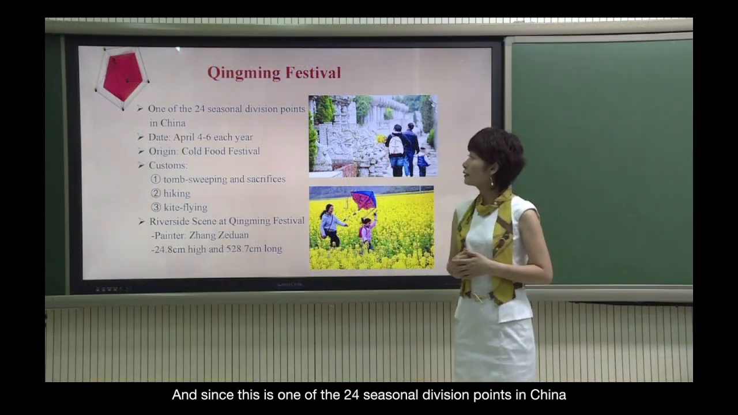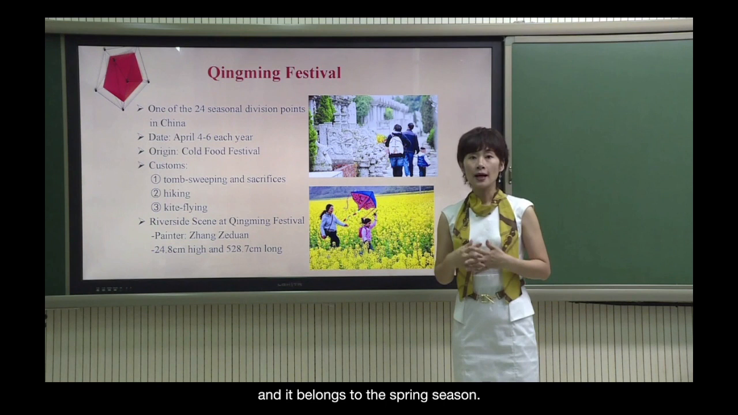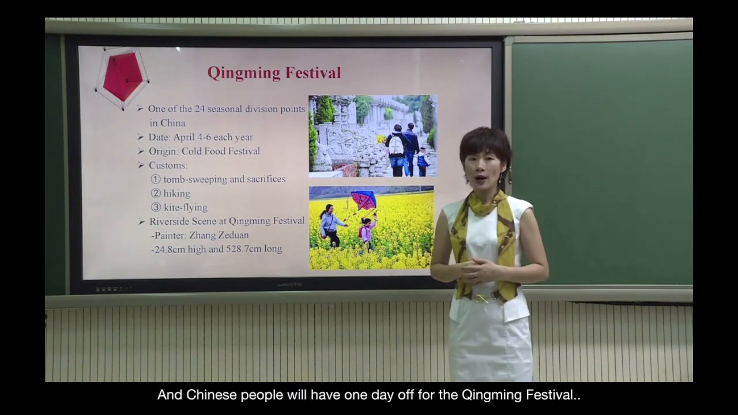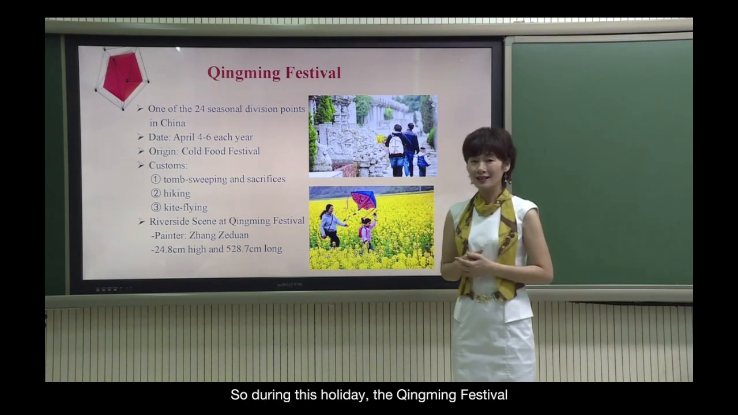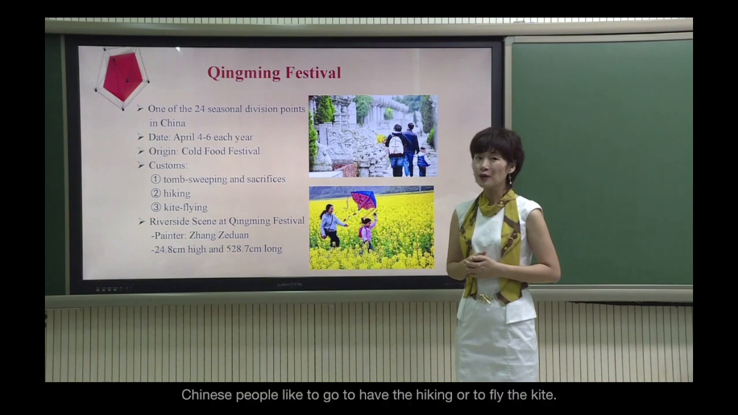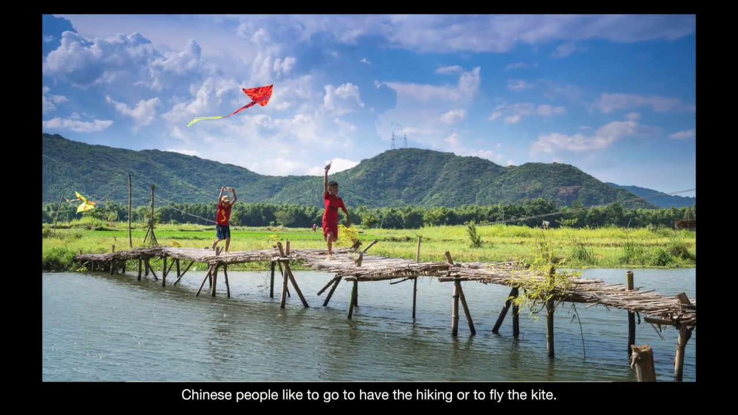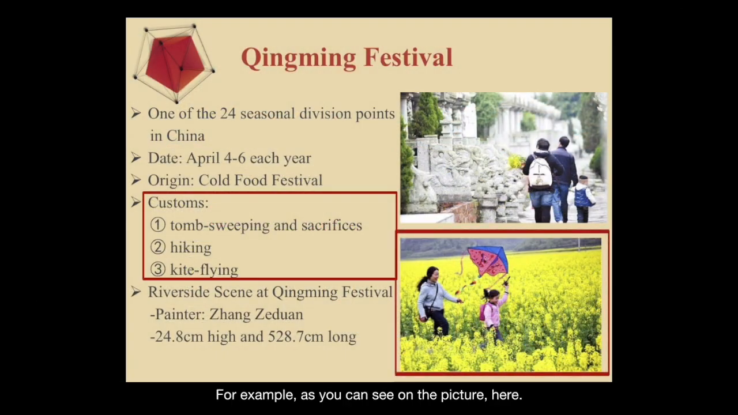And since this is one of the 24 seasonal division points in China, and it belongs to the spring season, Chinese people will have one day off for the Qingming Festival. So during this holiday, Chinese people like to go hiking or fly kites. For example, as you can see in the picture here.